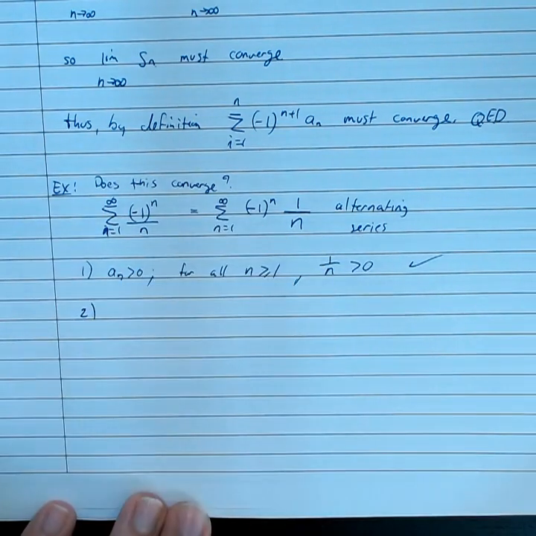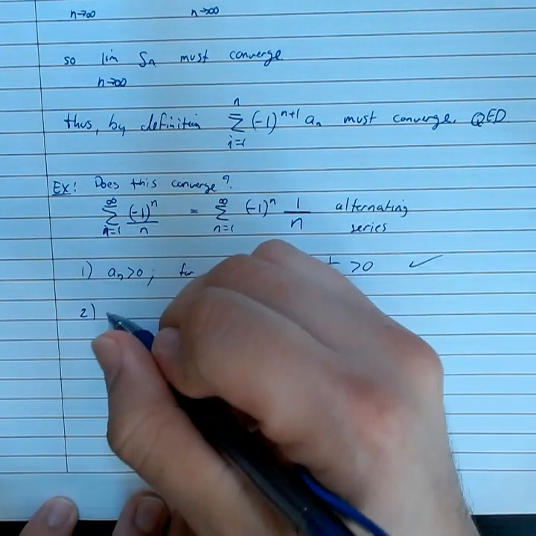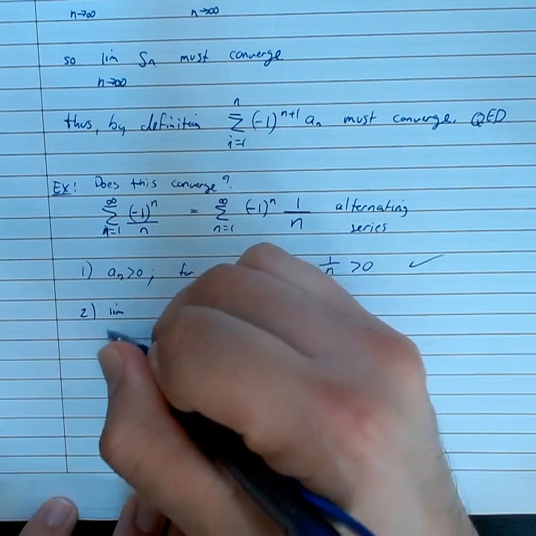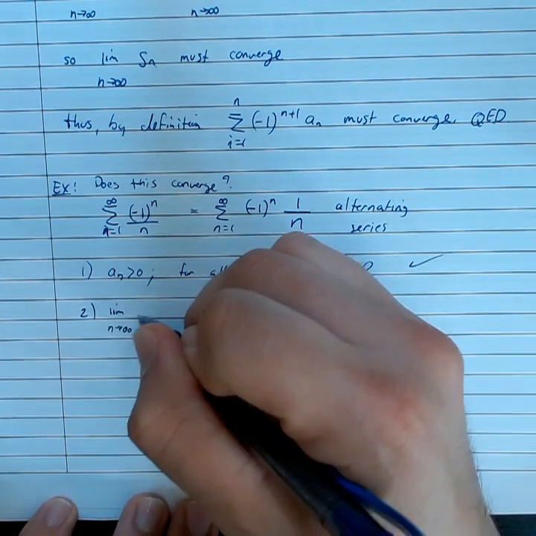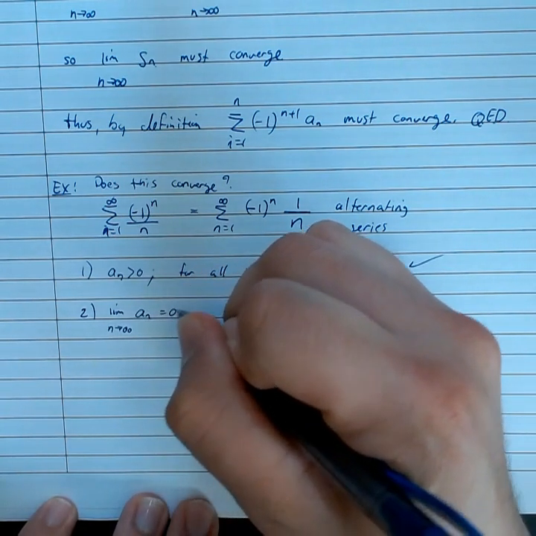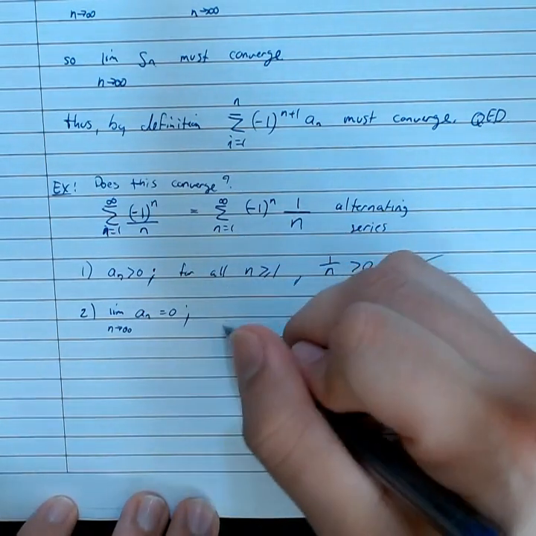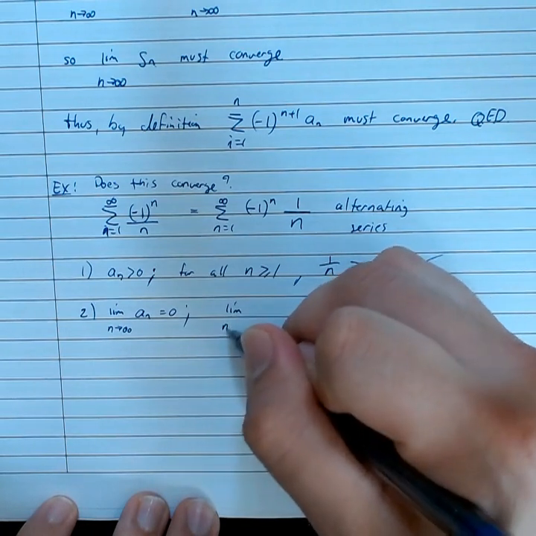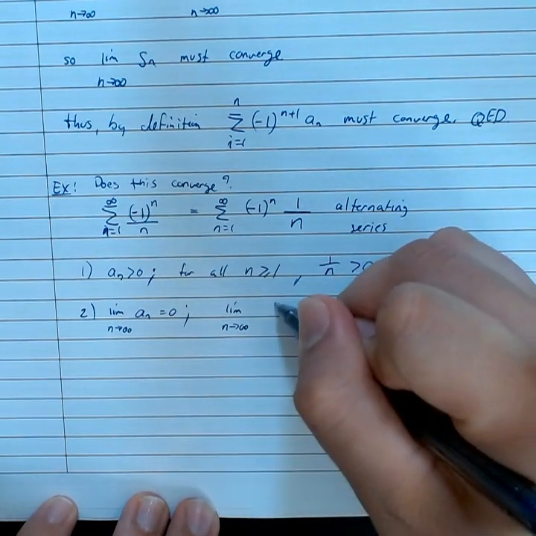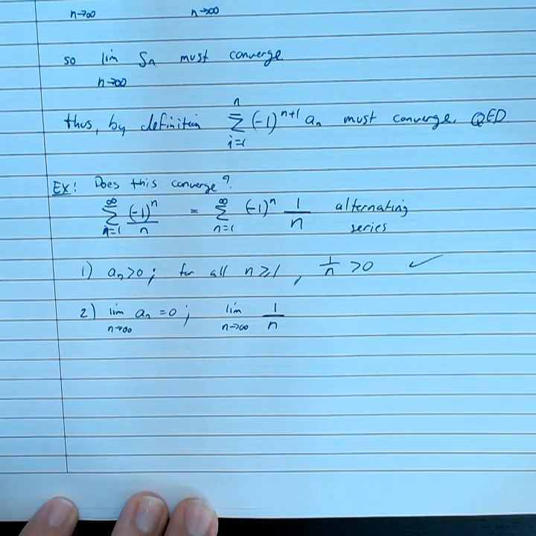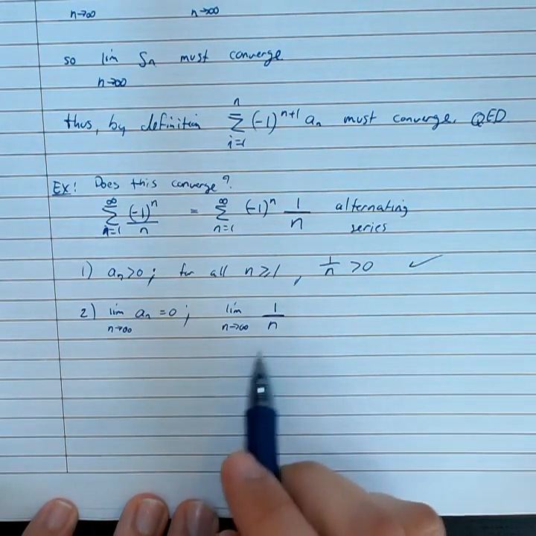Okay. The second condition. Now, these do require some work sometimes. The second condition is we want to show that the limit as n approaches infinity of our a sub n is going to go to 0. Okay. All right, well, let's see that. Here's our a sub n, so let's consider its limit. The limit as n approaches infinity of 1 over n, well, yeah, that's a Cal 1 thing, right? That's going to go to 0.